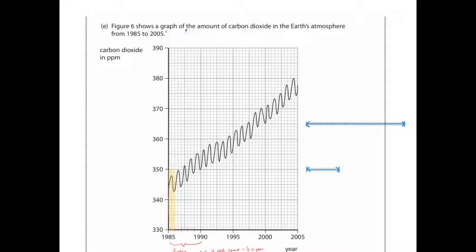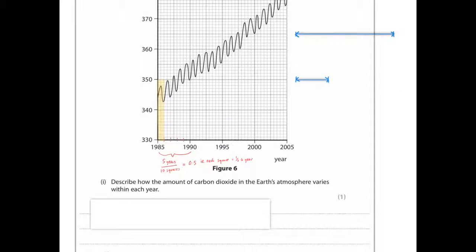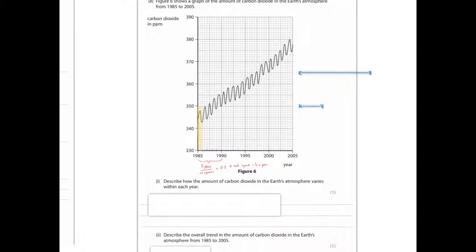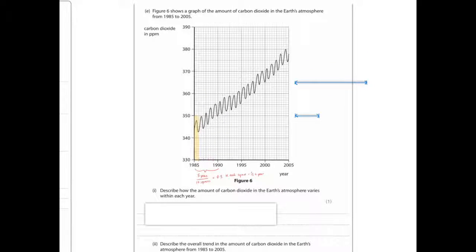Figure 6 shows a graph of the amount of carbon dioxide in the Earth's atmosphere from 1985 to 2005. So you can see this fluctuating graph pattern, but it is steadily going up. So there's an overall increase, even though we're going up and down, but overall trend is it's increasing. Describe how the amount of carbon dioxide in the Earth's atmosphere varies within each year.